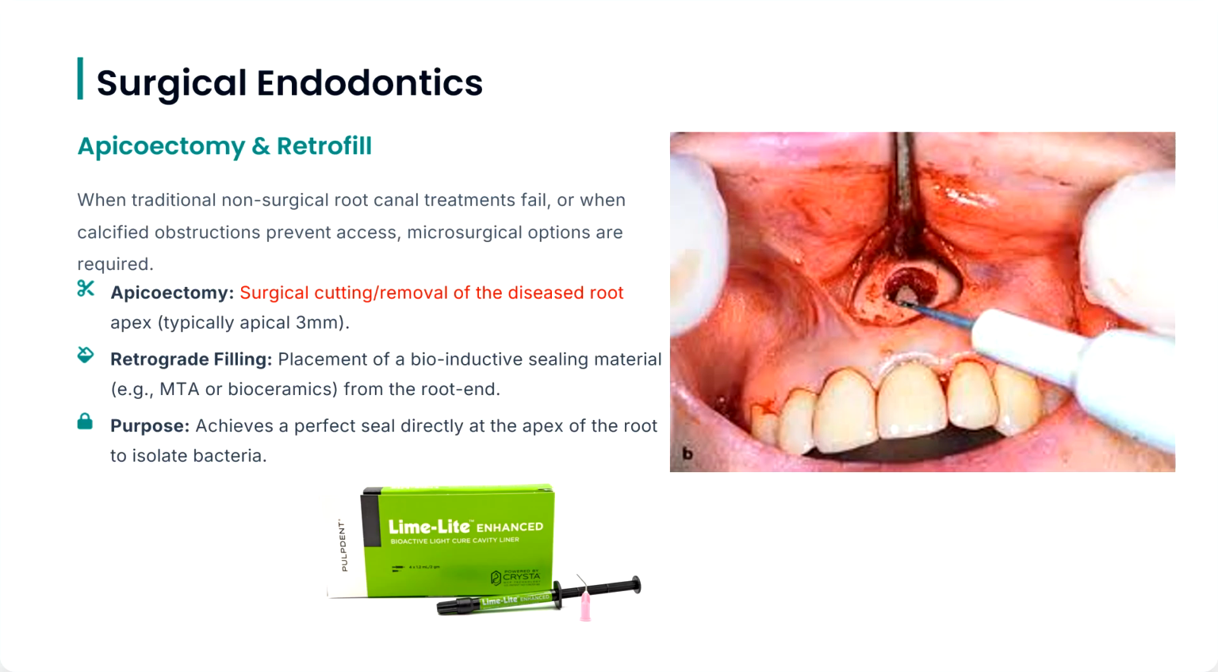So that's why the cements class was super important, because you're using them in everything. Liners, bases, cements, root canal sealers. It's just a cement. It's just a dental cement. That's why we learn about it.